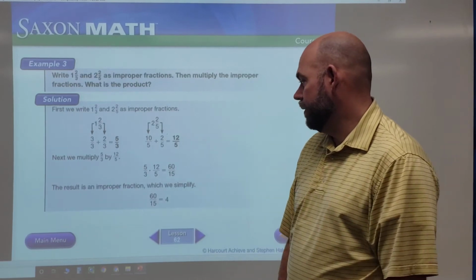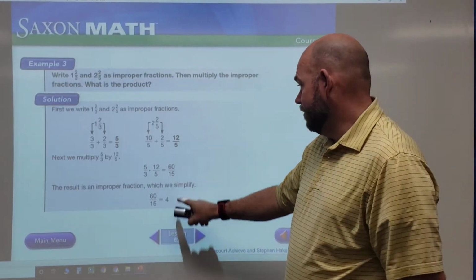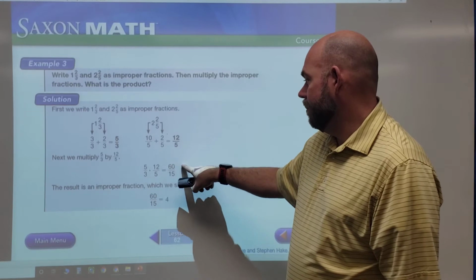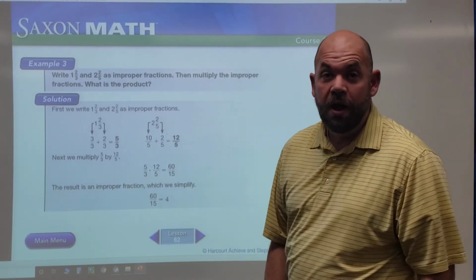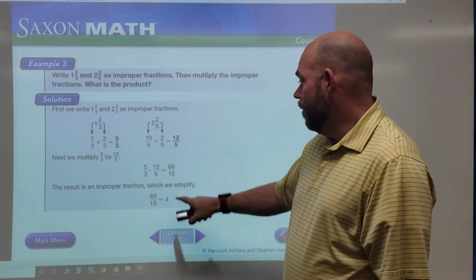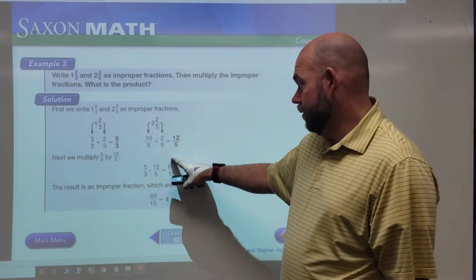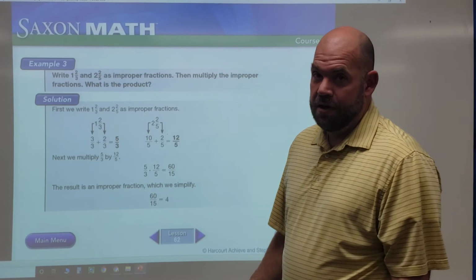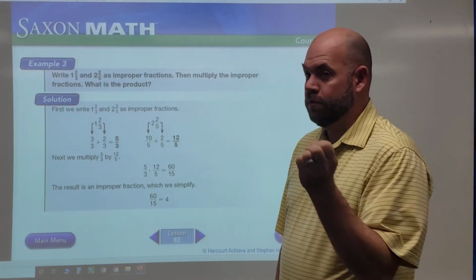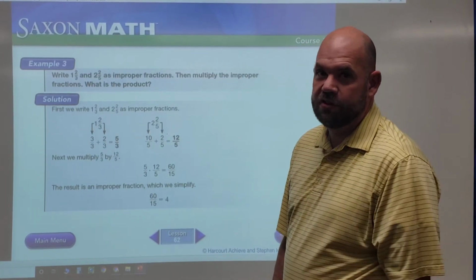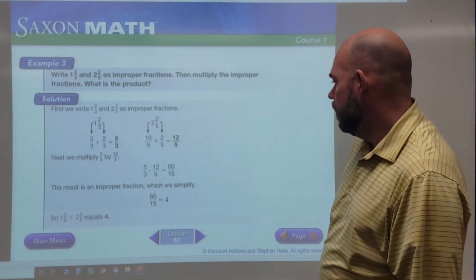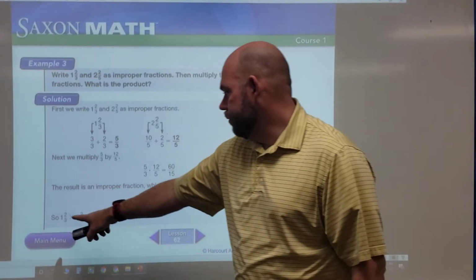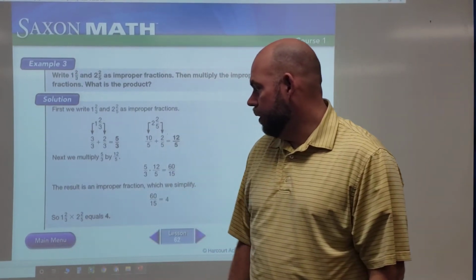So that's our simplifying. You can reduce that by just finding the common factors. 60 divided by 5 is 12. 15 divided by 5 is 3. 12 divided by 3 is 4. So you can reduce it that way. Or if you just know your 15 times tables, you know 60 divided by 15 is 4 because 15 times 2 is 30 and 30 times 2 is 60. So lots of different ways you can reduce that one. So 1 and 2/3 times 2 and 2/5 equals 4.